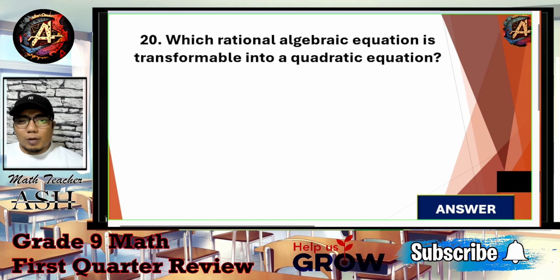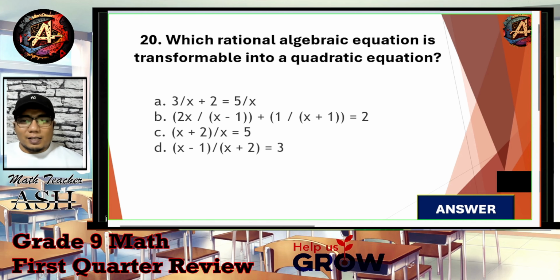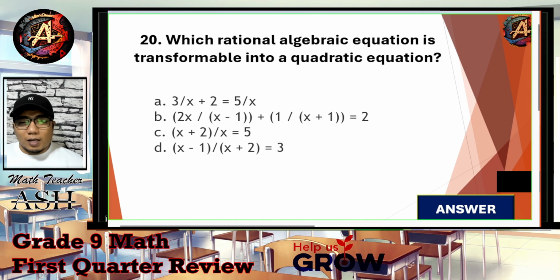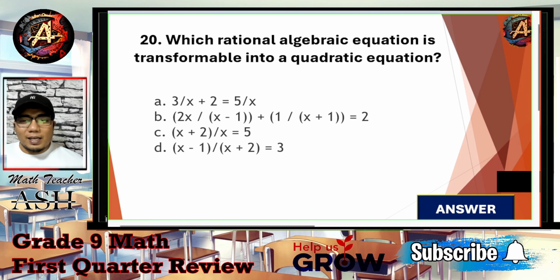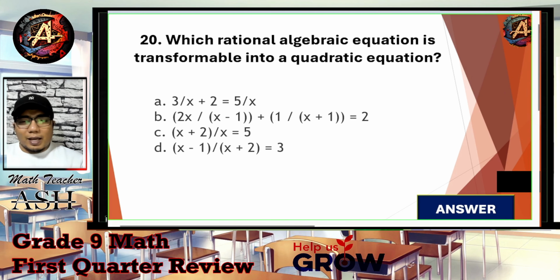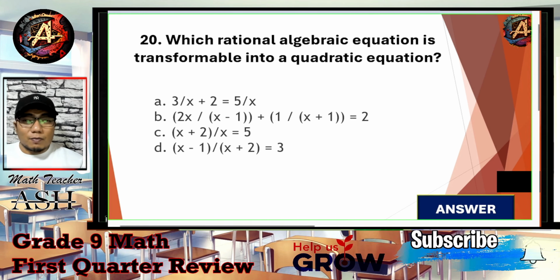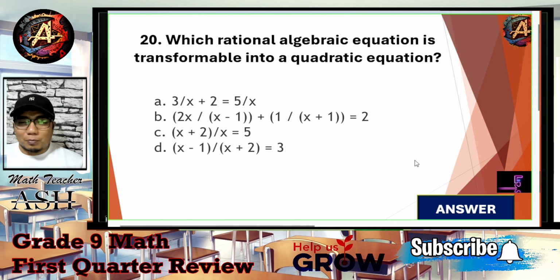Which rational algebraic equation is transformable into a quadratic equation? Is it A, 3 over x plus 2 is equal to 5 over x? B, the quantity 2x over x minus 1 plus the quantity 1 over x plus 1 is equal to 2. C, x over 2 over x is equal to 5. Or D, the quantity x minus 1 over the quantity x plus 2 is equal to 3. I'll give you 5 seconds to think about your answer.